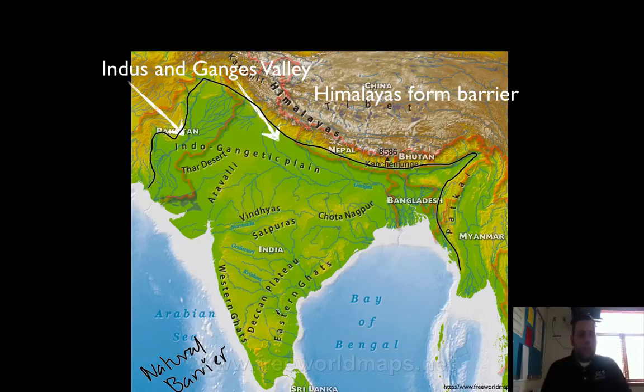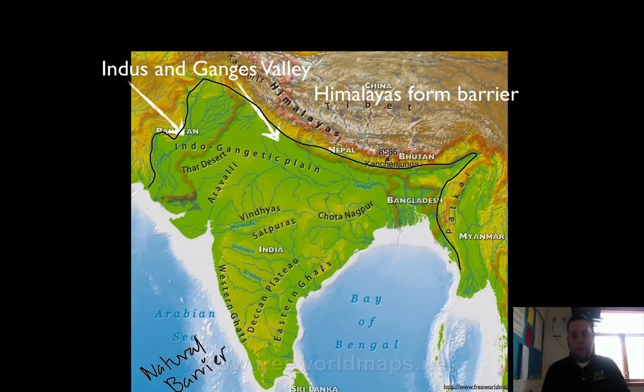But what made India unique was because of all these barriers, they were able to thrive and prosper as a civilization long before anybody else. Because they were isolated from everyone, they could develop unique and different styles of living, ideas of religion, ideas of government than any place else, because they didn't have that outside influence coming in.